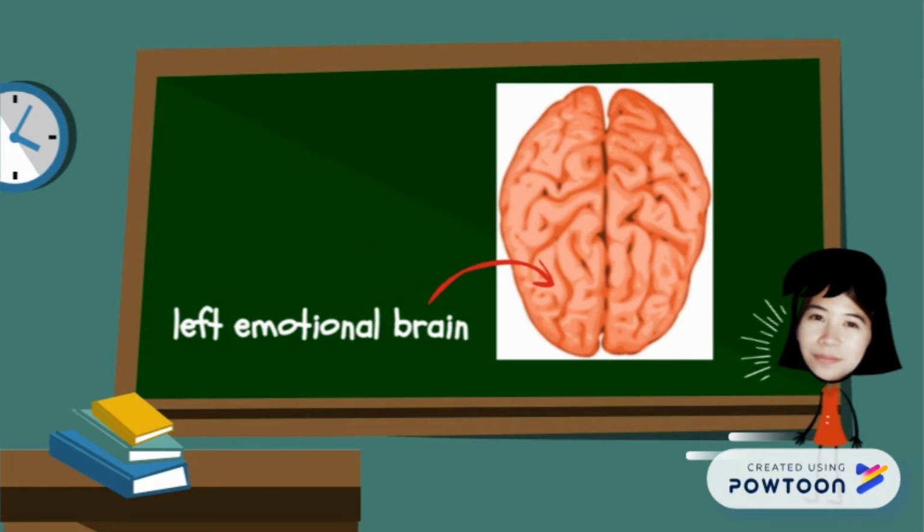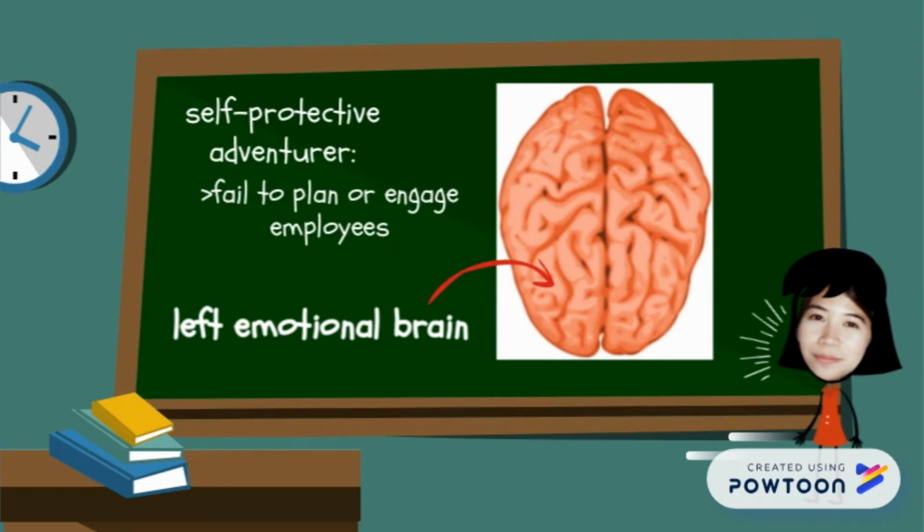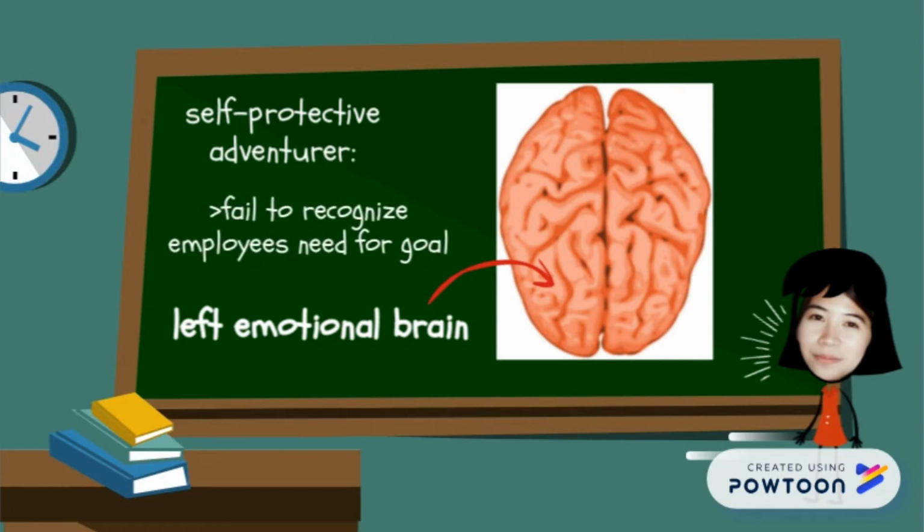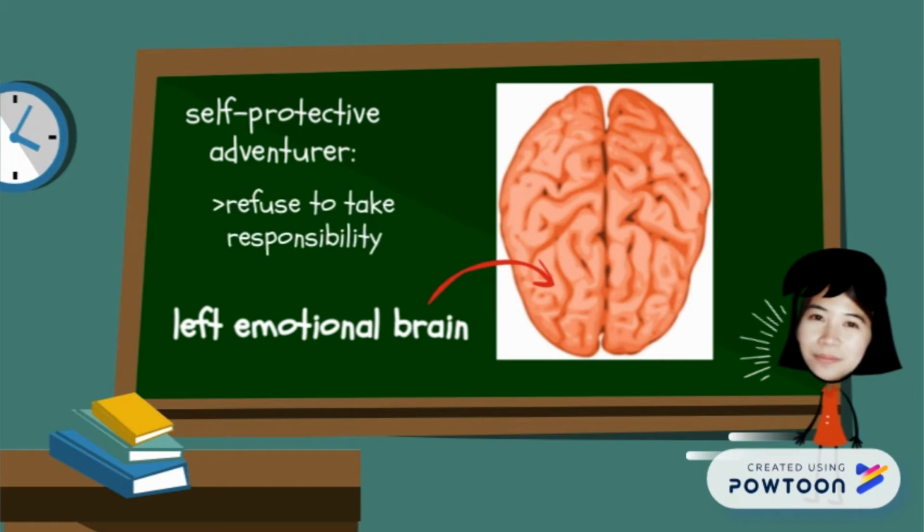A person who is a self-protective adventurer may fail to plan or engage employees in a planning process. They are reactive and don't distinguish between urgent and important. They tend to do whatever they like despite other priorities and commitments. They fail to recognize employees' need for goals and feedback. They are people who refuse to take responsibility and blame others, which results in failure to meet deadlines and delays.